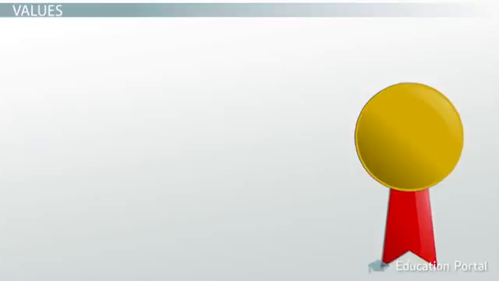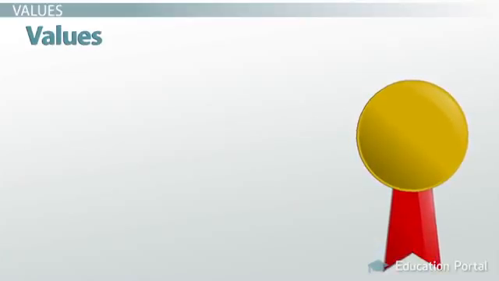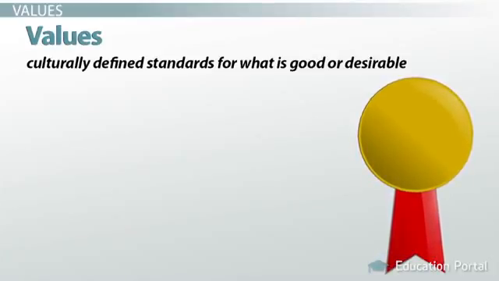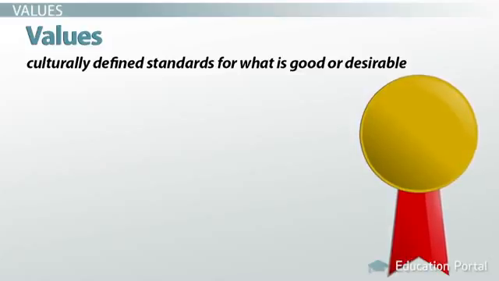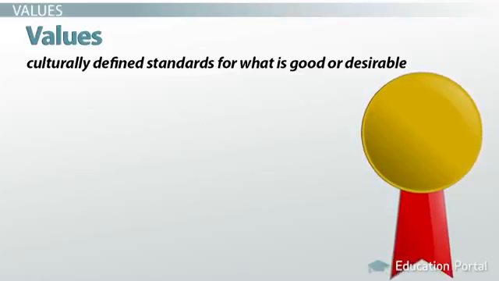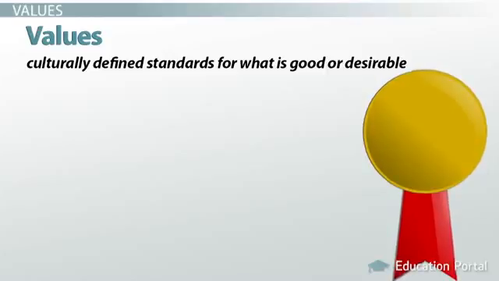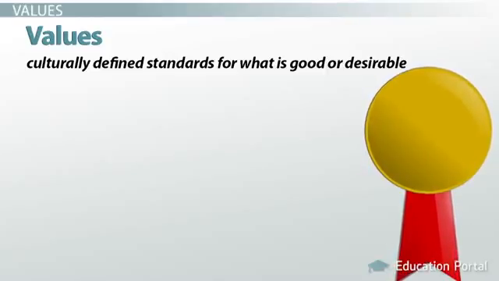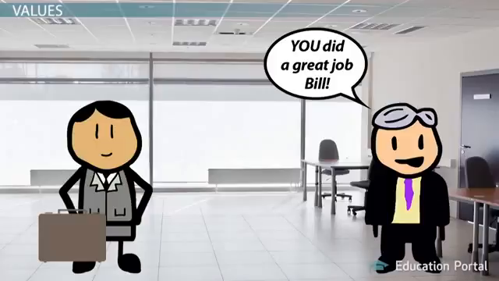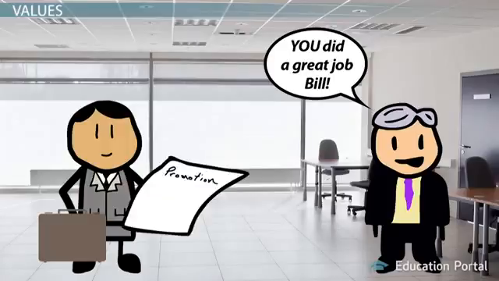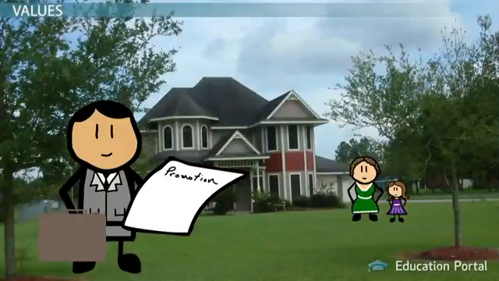Another cultural element is a system of values, which are culturally defined standards for what is good or desirable. Members of the culture use the shared system of values to decide what is good and what is bad. For example, in America, we are individualistic. We encourage competition and emphasize personal achievement. A person who accepts a promotion in our culture is praised for their individual hard work and talent.